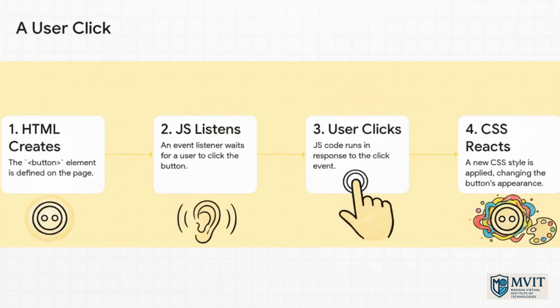Let's trace a single user click to see this partnership in action. First, HTML puts the button on the page. That's its job. Second, JavaScript starts listening, just waiting for someone to click that specific button. Third, you click it, and the JavaScript code runs, maybe it adds a special class to that button. And finally, that new class triggers a waiting CSS rule, which instantly changes the button's color. See, all three working together in a perfect little sequence.